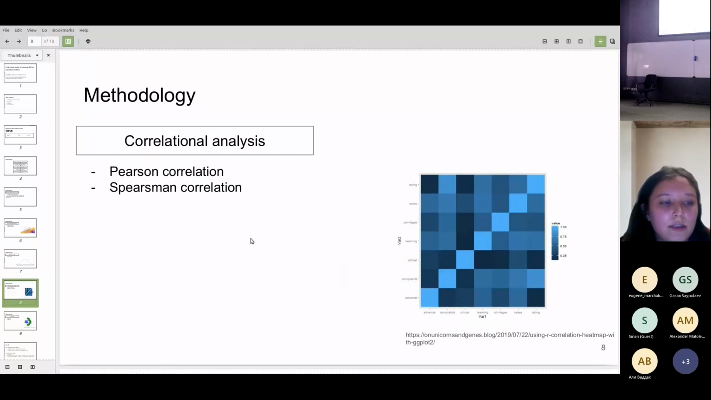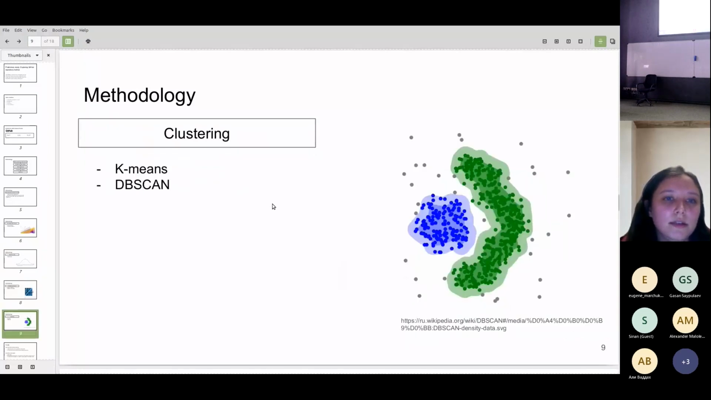Next part is correlational analysis to find linear and non-linear dependencies between features. We calculate correlational matrices. And the next, clustering. To cluster data in different groups, we use k-means algorithm, which minimizes the function of sum of squares of distances from each point to the center of cluster. And we use DBSCAN algorithm, which is based on the criterion of density of located points.